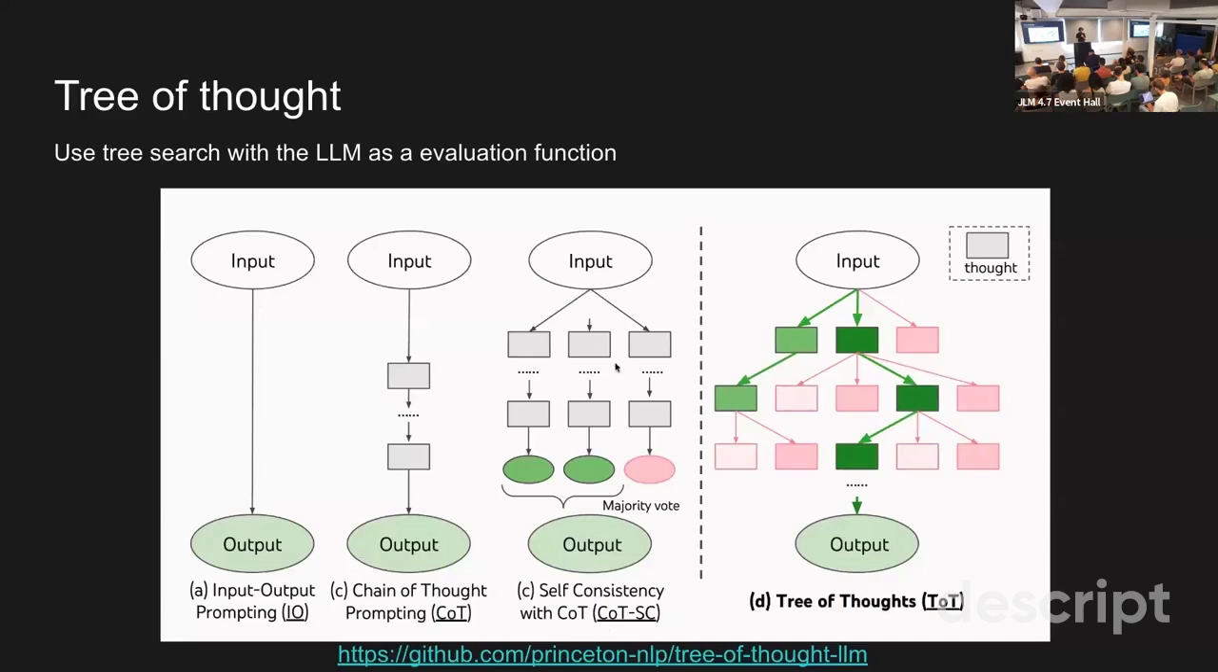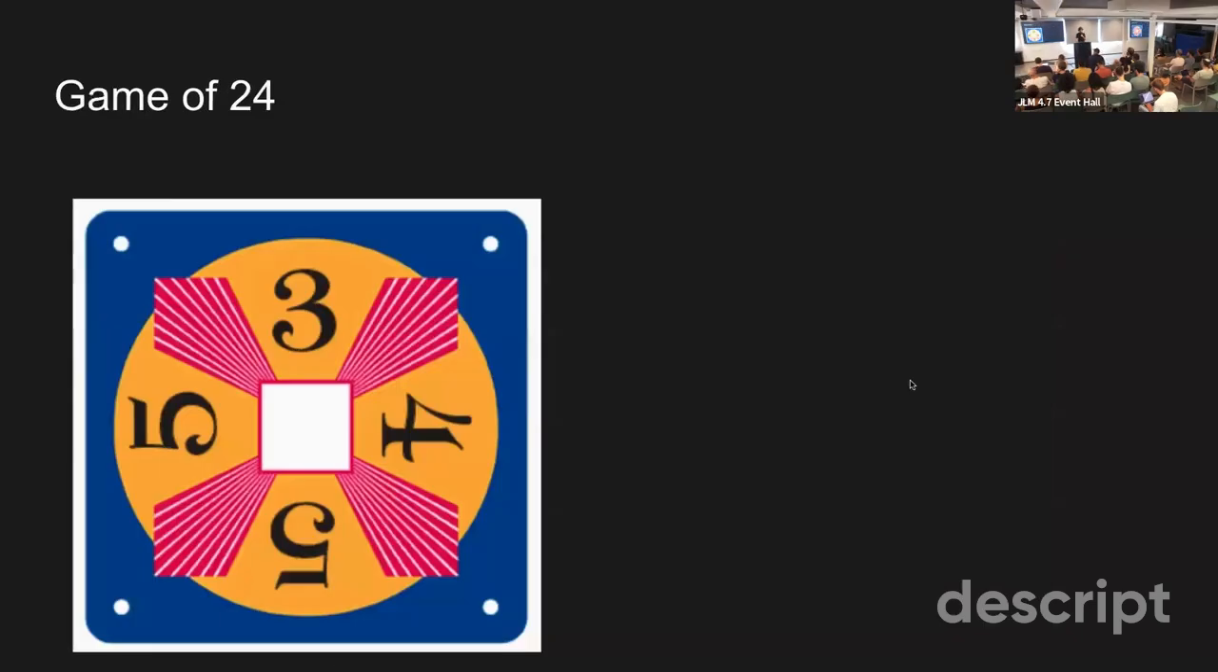Self-consistency with chain of thought is you have chain of thought, but you do a lot of them, and you do a majority vote on the outputs, and you take the majority answer. This is better than that. This is better than that. Tree of thought is, at each step of the chain of thought, you actually evaluate the individual step, and then you go ahead with the most promising steps. We'll see an example.